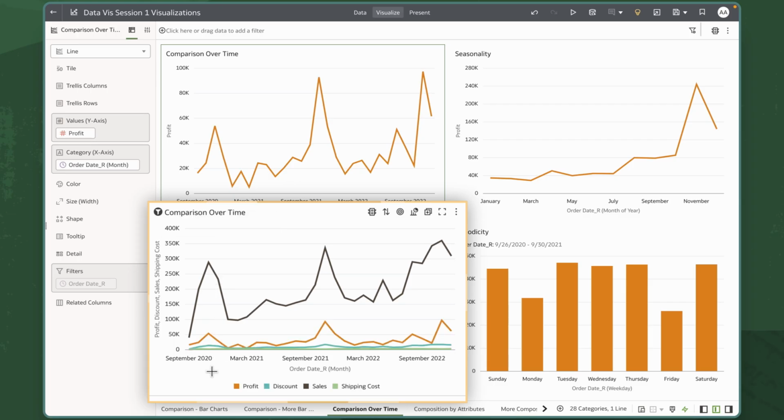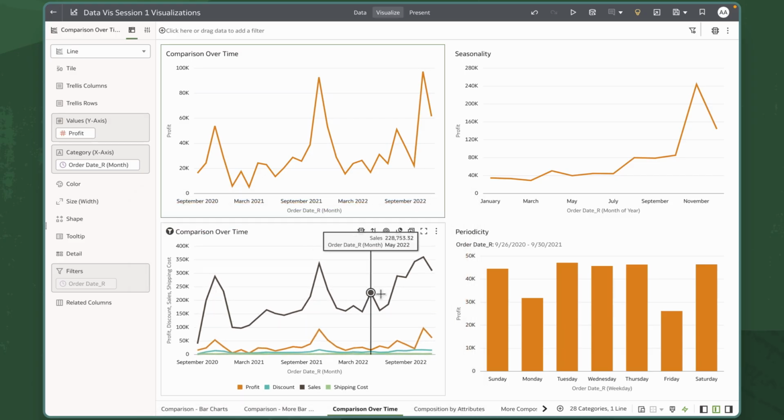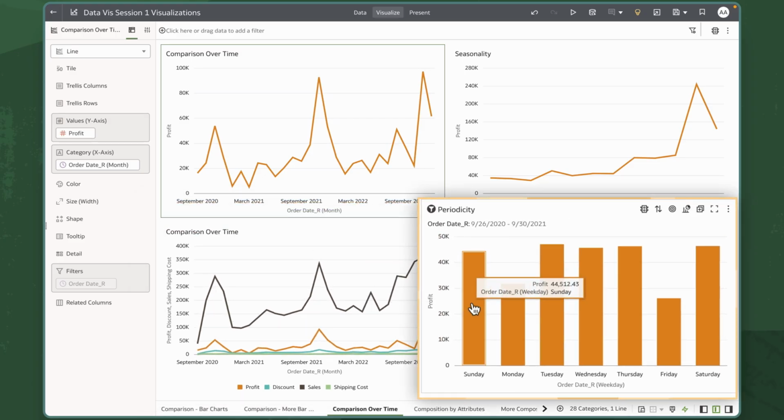In this visualization, I compare profit, discount, sales, and shipping cost over the same time period. A bar chart can showcase periodicity by comparing profit across different weekdays based on order dates.